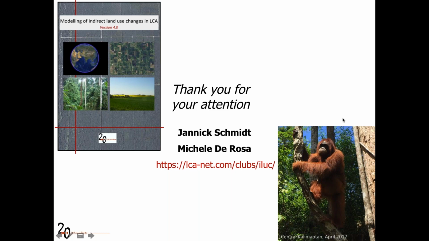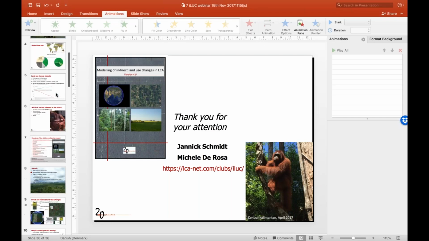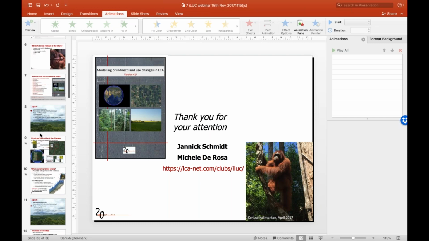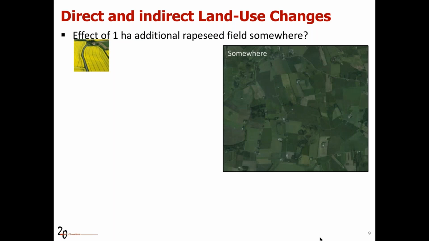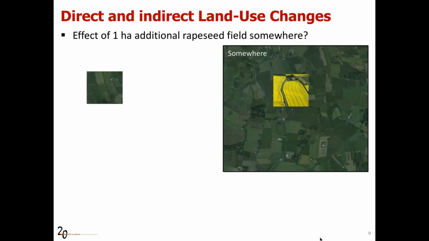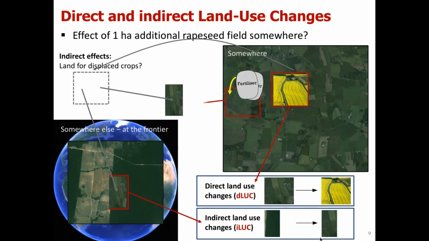I would actually like to go back to one of the slides in the beginning, the slide Michele showed in the beginning. So you see the slide popping up here, where the rapeseed goes in and the other crops go out. That is what we call direct land use changes. And then everything else to compensate for these crops that we are displacing out here, that is what we are calling indirect land use changes.